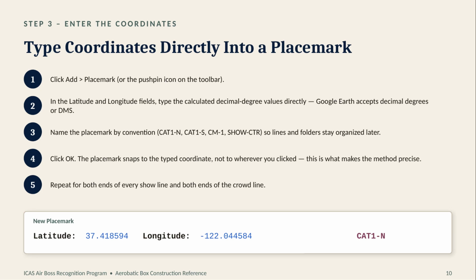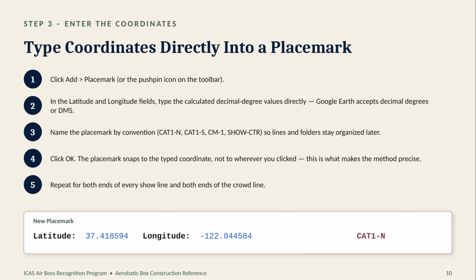With your worksheet of calculated coordinates in hand, step 3 is getting them into Google Earth. The screenshot on this slide shows the new placemark dialog with a latitude of 37.418594 and a longitude of minus 122.044584, typed directly in, named Cat1N. That's the Category 1 show line north end from the Moffett worksheet on the previous slide. Here's the 5-step process.